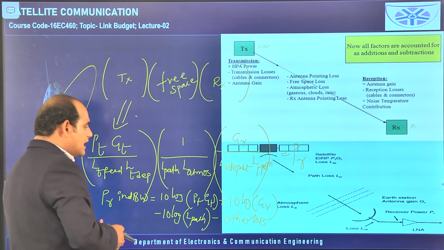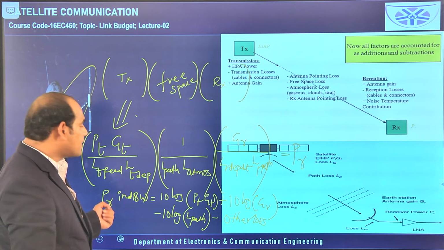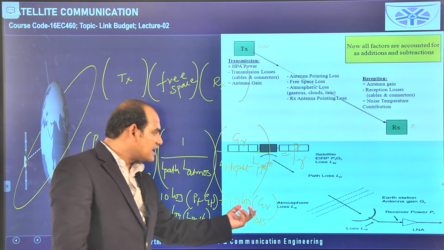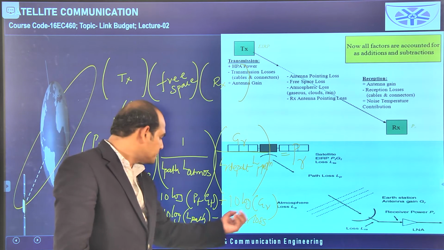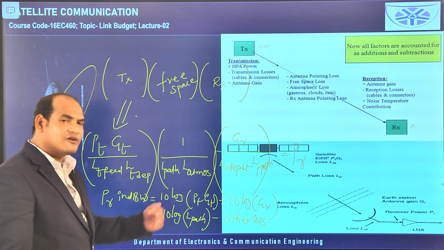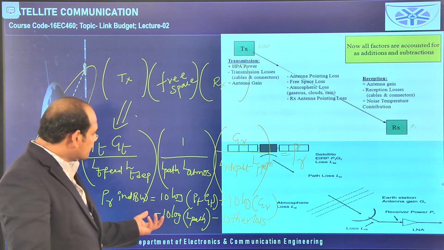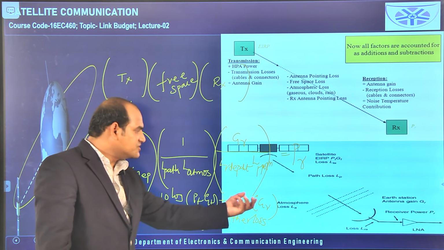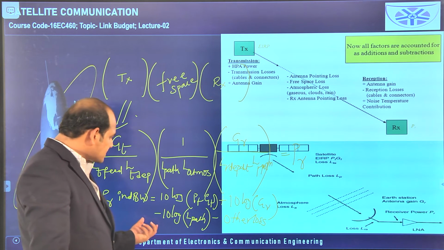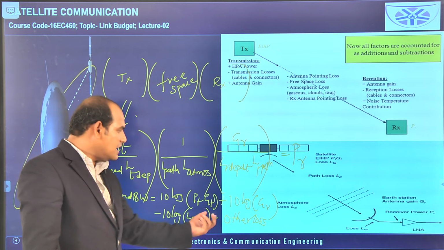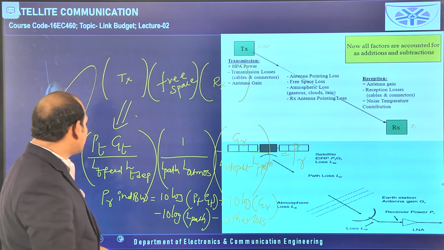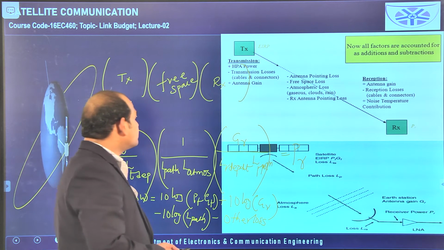So in dB, the received power in dBW is given by 10 logarithm of PT plus 10 logarithm of the receiving antenna gain minus 10 logarithm of path loss. So instead of writing 10 logarithm, you can simply write PT plus GT in dB plus GR in dB minus path loss in dB minus other losses in dB. Like that also we can write. So this is about received power.